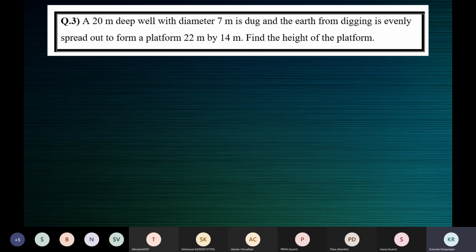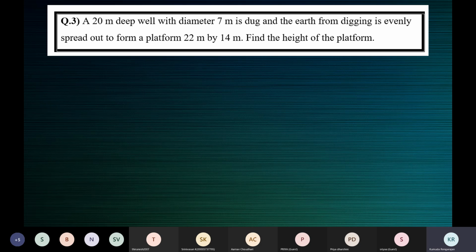It's like a deep drum. How does the well look to you? It looks like a deep cylindrical drum, a very deep cylindrical drum. How does it look when you peep into a drum? Like that. So you know the radius and height for the well.